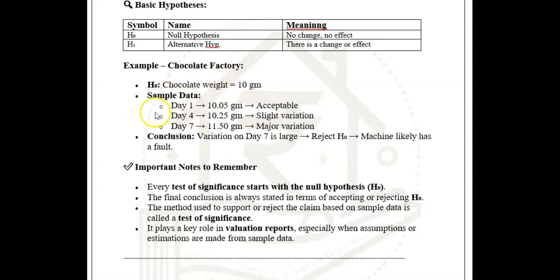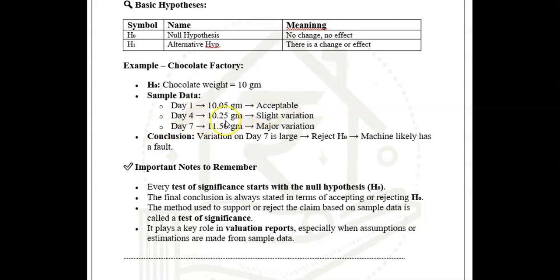So every month you will check. Say on day one, after calibration, you have started the machine. Day one average sampling: you have selected, say, 100 chocolates from 1,000 chocolates and taken the weight of each chocolate. Then the average weight came to 10.05. So 10.05 is acceptable.